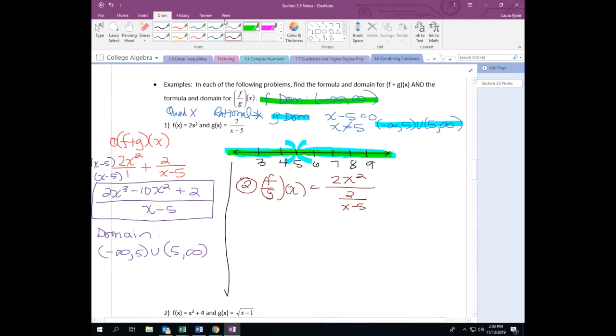And now we have to do a keep it, change it, flip it scenario here because we've got a complex fraction. So we keep the 2x squared over 1 times, flip this guy over, x minus 5 over 2. This has now become a multiplication problem, and the 2's are going to cross cancel each other out, leaving me with x squared times x minus 5. And I can distribute this and get something nice. x squared times x is x cubed. x squared times negative 5 is negative 5x squared. So there's your division.